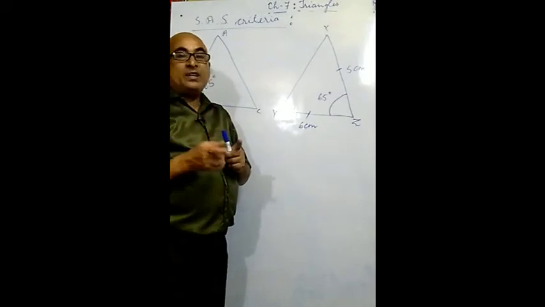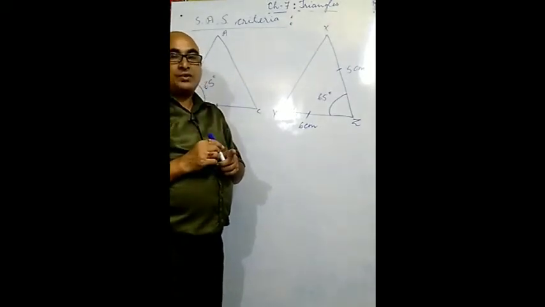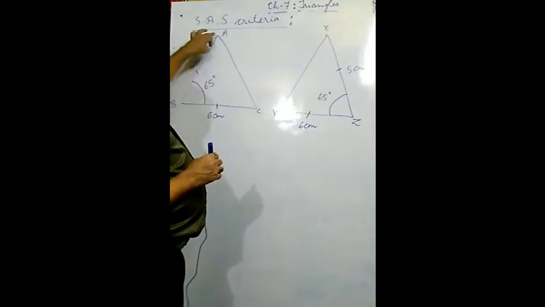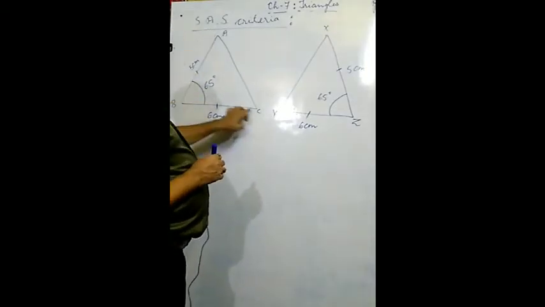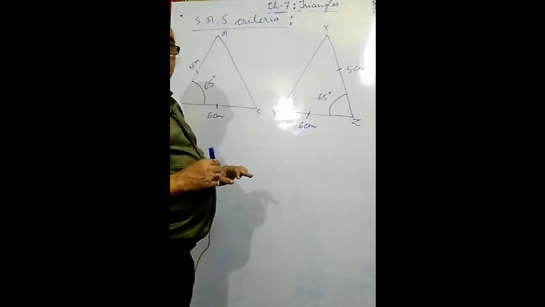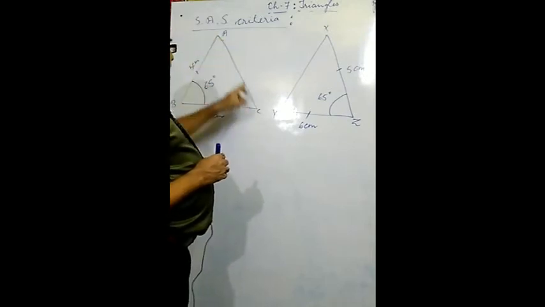A triangle can be named in three ways. See, it can be named as triangle ABC. It can be named as triangle ACB.